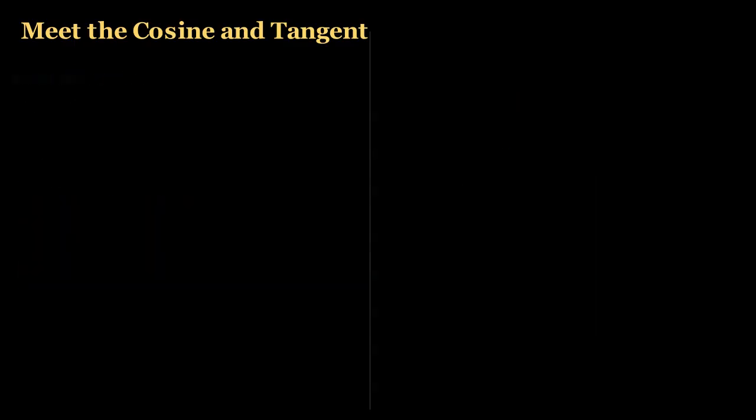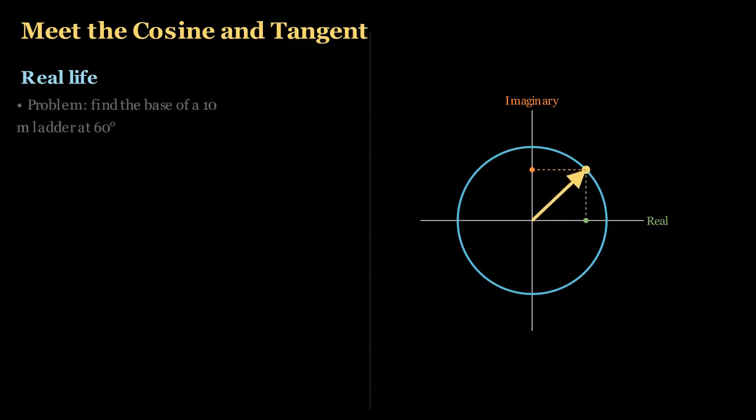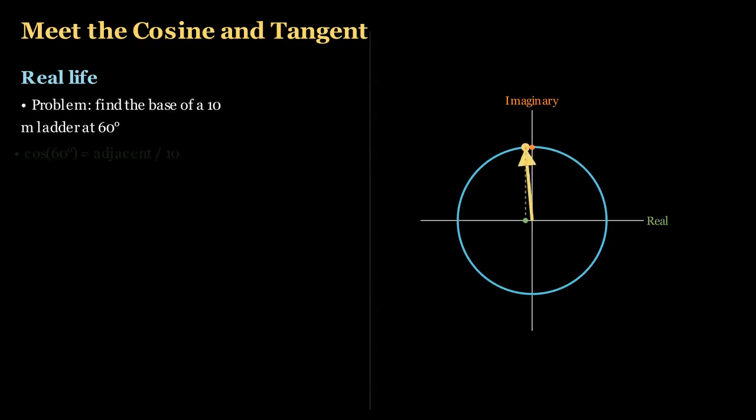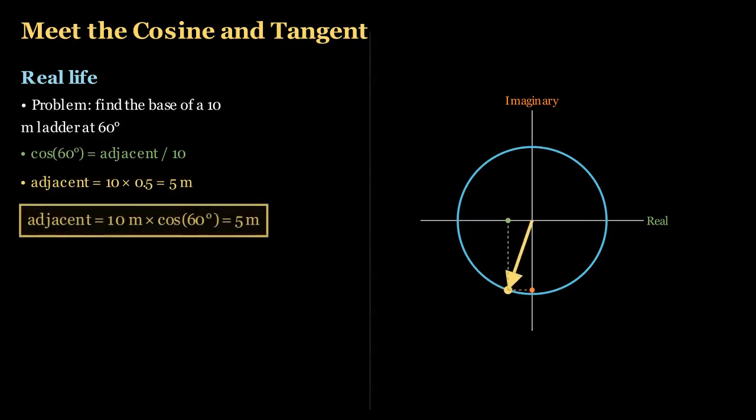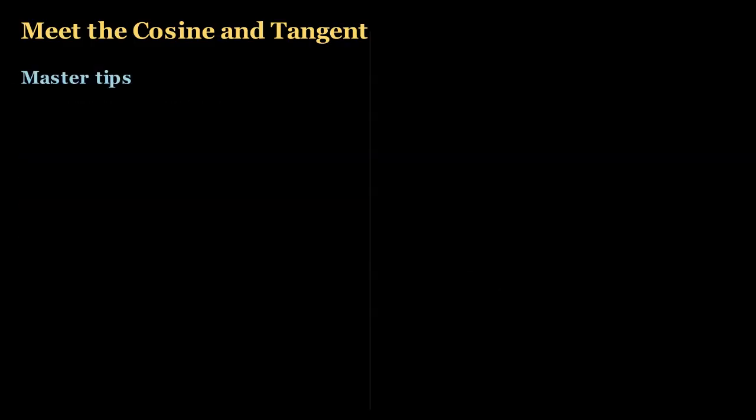A 10-meter ladder leans at 60 degrees against a wall. How far is its base from the wall? Cosine links the adjacent side to the hypotenuse. We know cos 60 degrees is 0.5 because the triangle is half an equilateral triangle. So adjacent equals. The most common mistake is swapping cosine and sine.